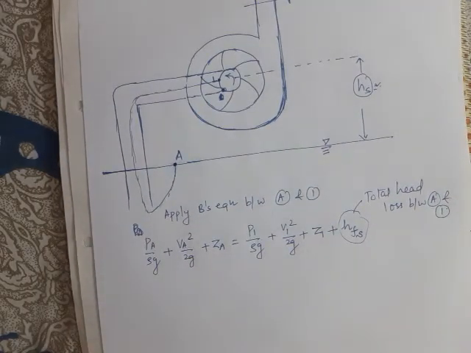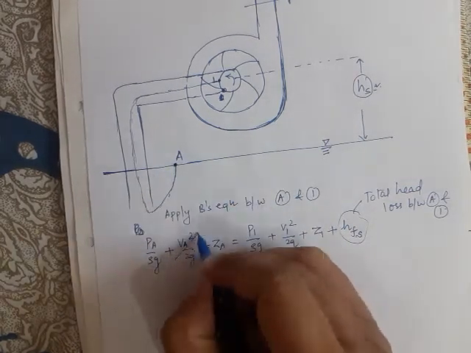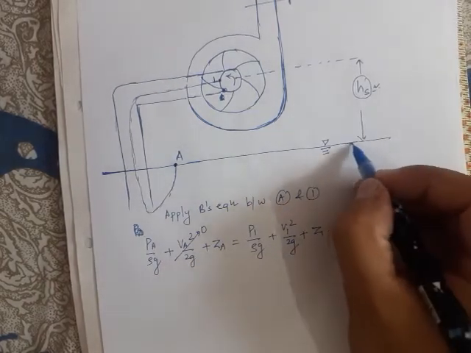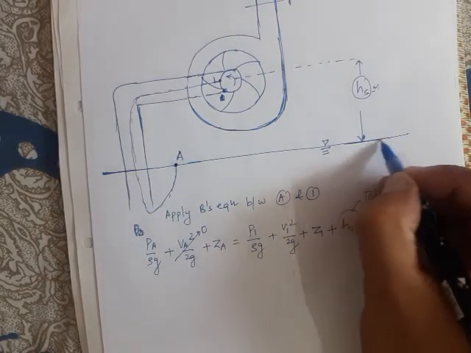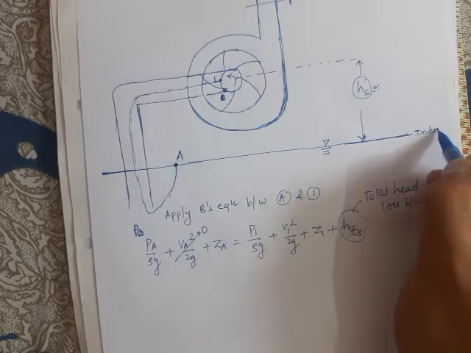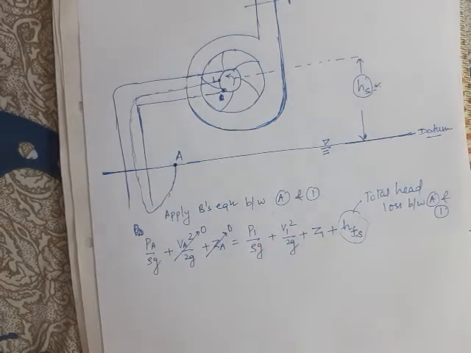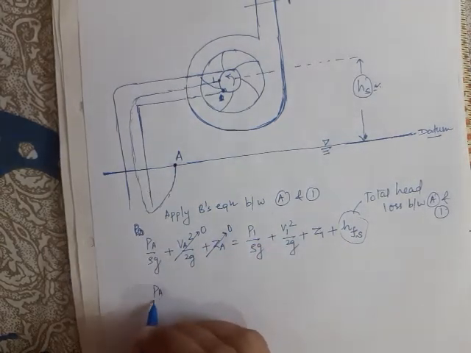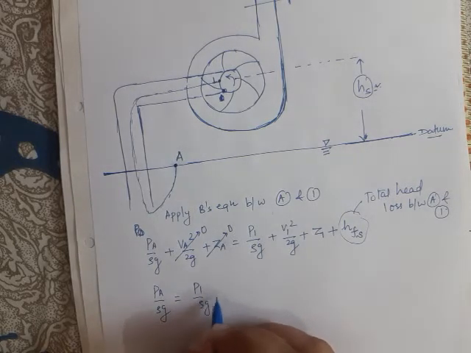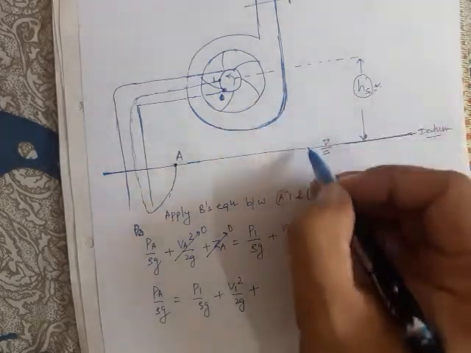Now solving further, since we know that the velocity at point A is 0, at the top of the reservoir the velocity is 0. Taking the level of the free surface inside the sump as datum, therefore ZA would be 0. Therefore PA by rho g equals P1 by rho g plus V1 square by 2g plus Z1, which would be equal to HS.